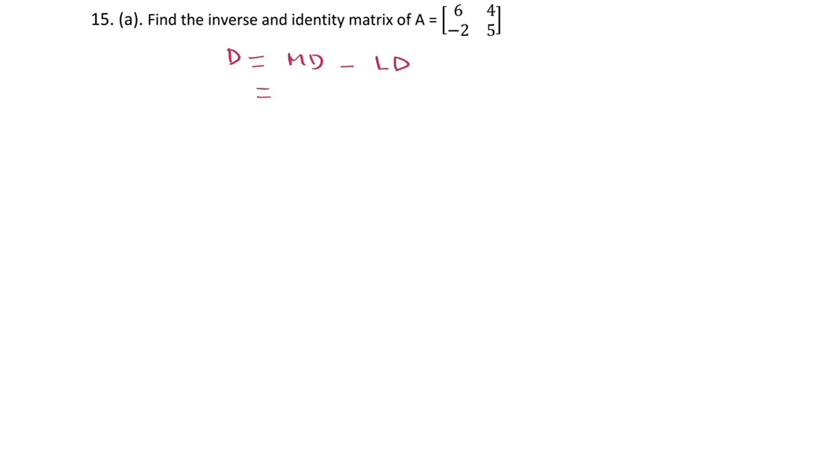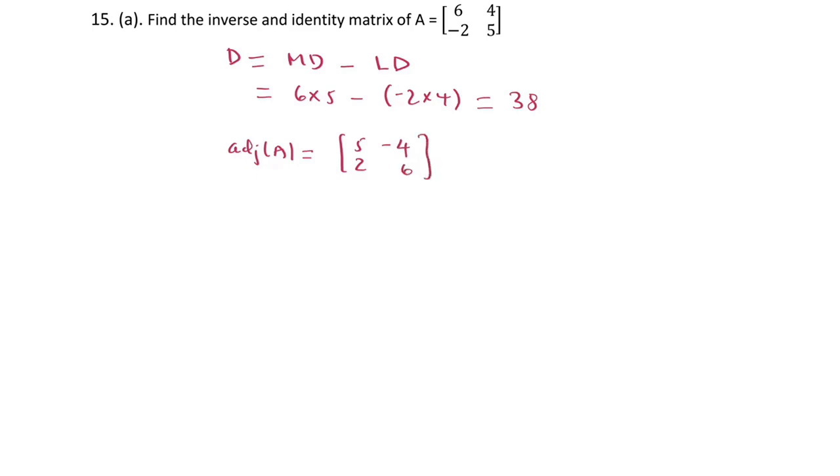Okay, so we are going to take 6 times 5 minus, in brackets, negative 2 times 4, of which after solving the values, we are having 38. Okay, so next we are going to find the adjoint of matrix A by exchanging elements in main diagonal and negating the leading diagonal. Then adjoint of matrix A is going to be matrix 5, 2, -4, 6.